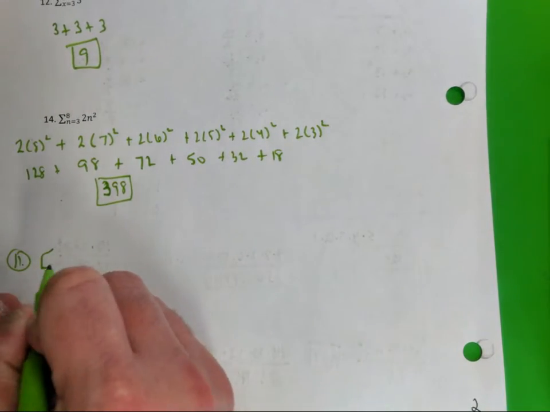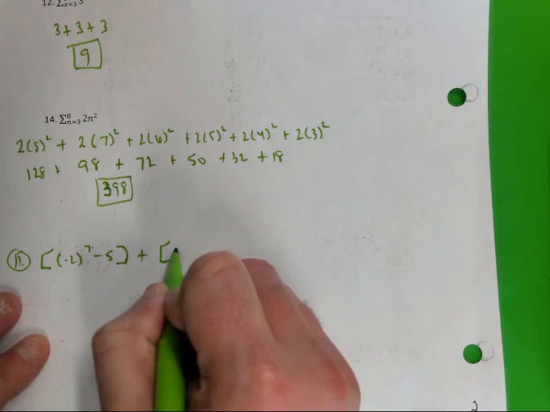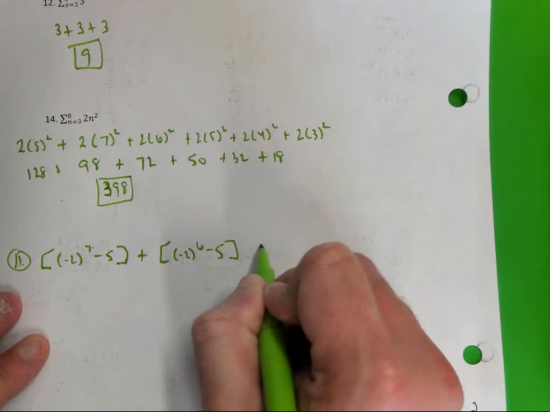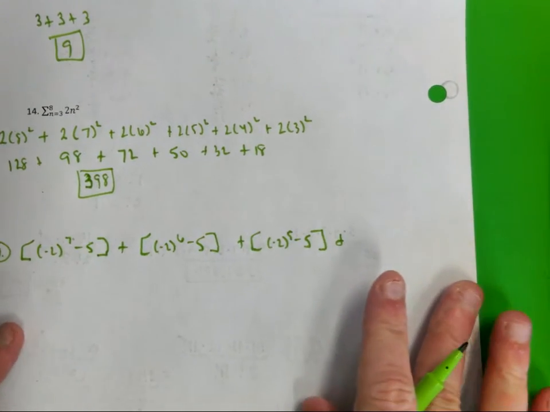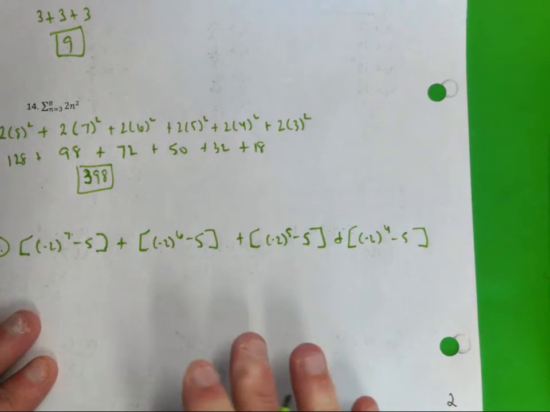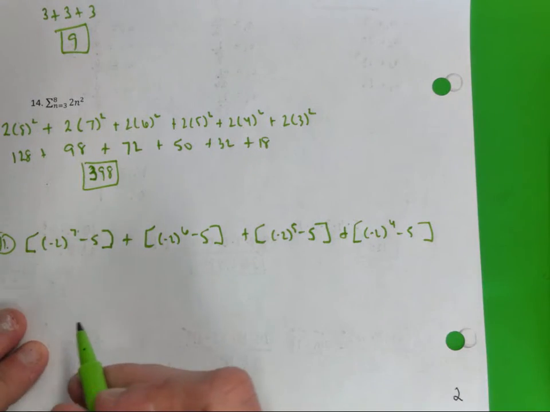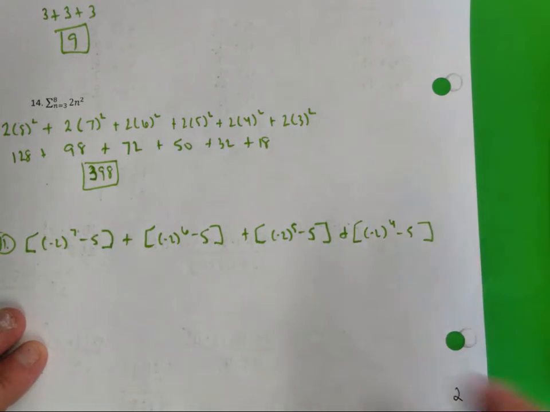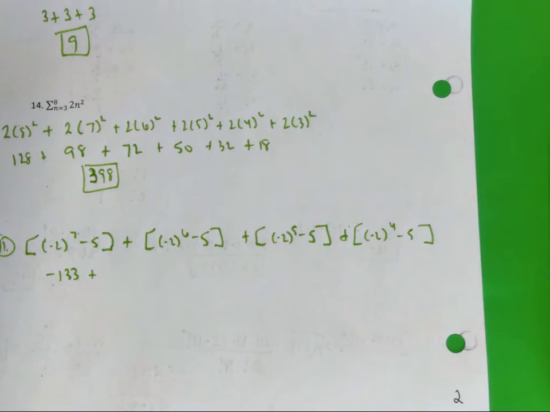So here we go. Negative 2 to the 7th minus 5 plus negative 2 to the 6th minus 5 plus negative 2 to the 5th minus 5 plus negative 2 to the 4th minus 5. This one's kind of a more complicated one, so you might need to write a lot out here. Now, when you plug negative 2 into the 7th power, is that going to be a positive or negative number? Negative. That's going to give negative 128 minus 5, which is negative 133. You might need to put that in the calculator. Make sure you understand how I got negative 133.